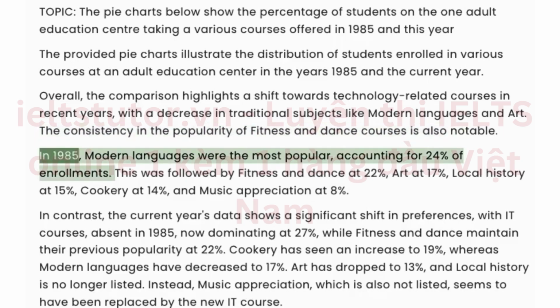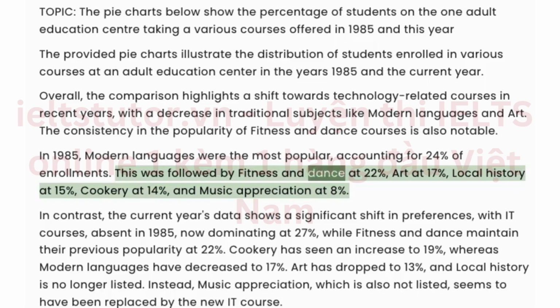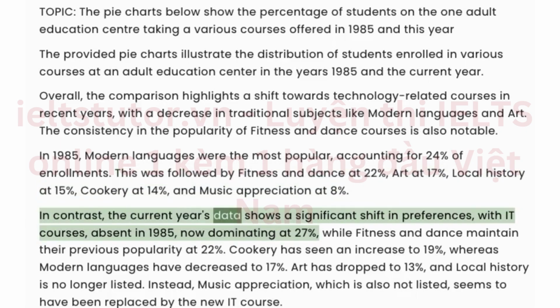In 1985, modern languages were the most popular, accounting for 24% of enrollments. This was followed by fitness and dance at 22%, art at 17%, local history at 15%, cookery at 14%, and music appreciation at 8%. In contrast, the current year's data shows a significant shift in preferences, with IT courses, absent in 1985, now dominating at 27%.